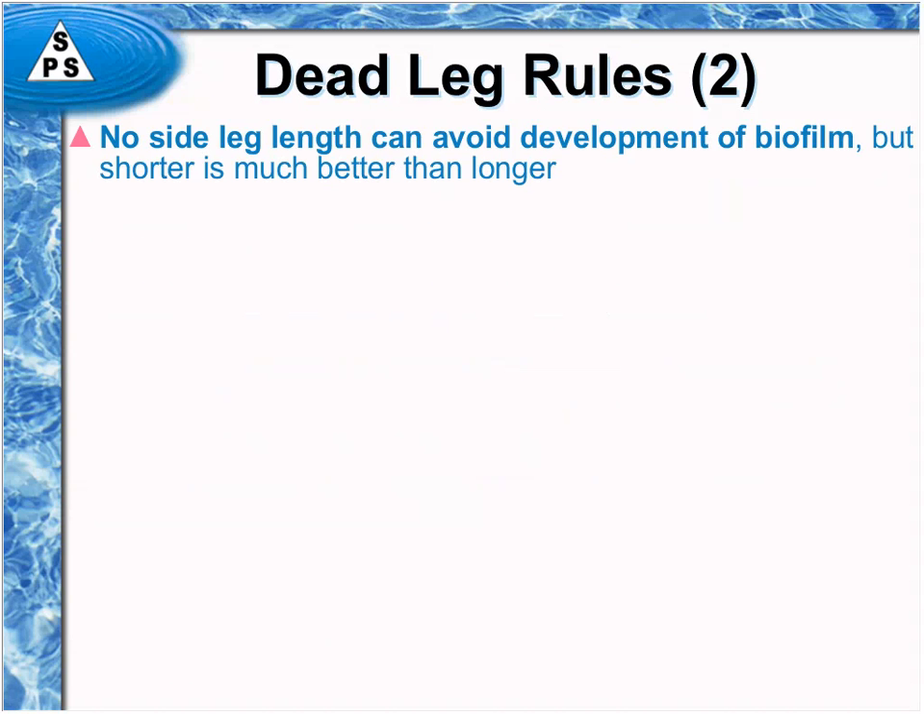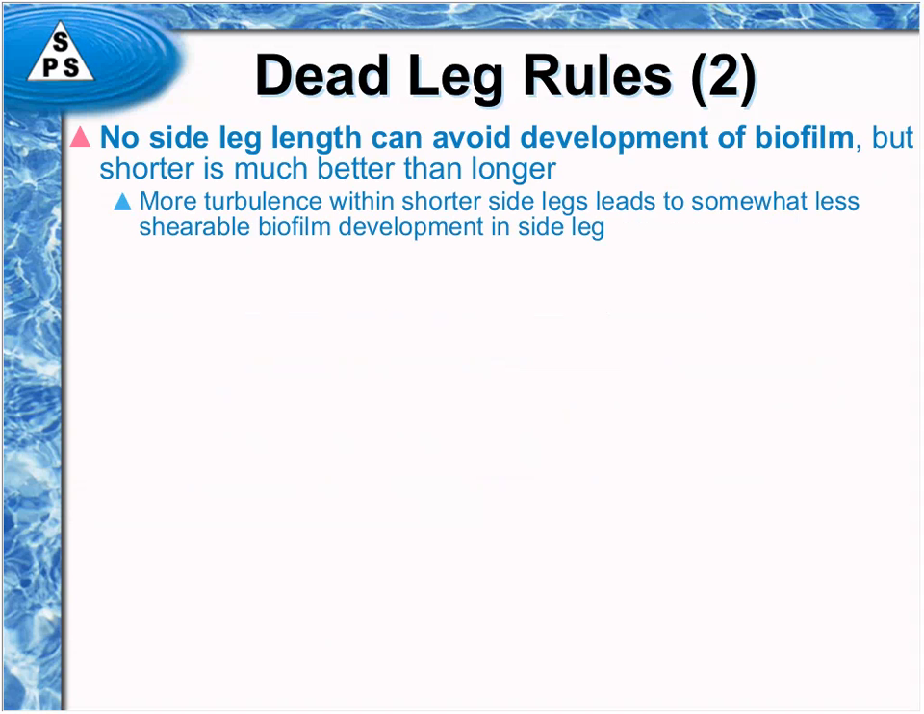No side leg length can avoid development of biofilm. Short is better than longer, that's for sure. But it cannot be so short that biofilm can't form. Now, you do have more turbulence that occurs with shorter side legs than with longer side legs. And you do have somewhat less shearable biofilm that might occur with some turbulence getting down into the side leg.